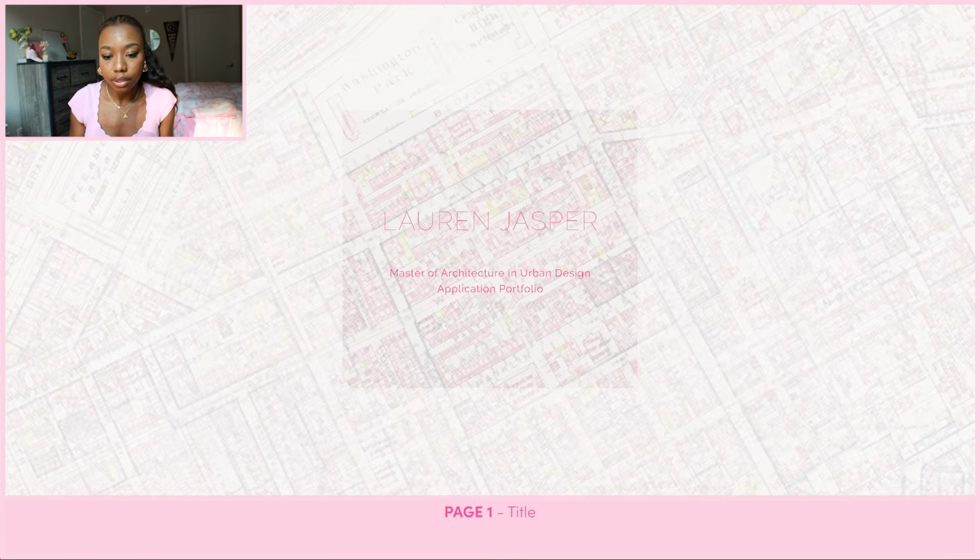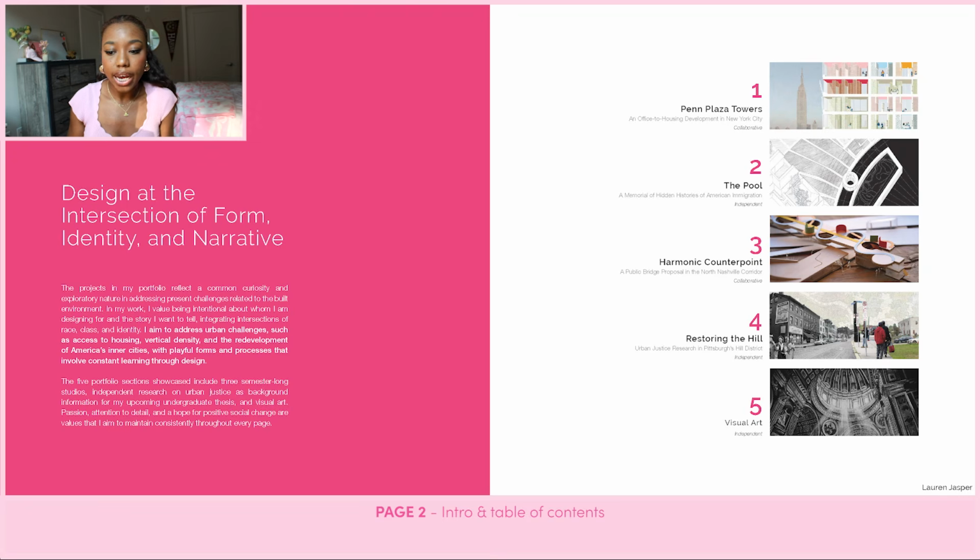So here we have my intro, which is really simple. The background image is a historic map that relates to my architecture thesis that I manipulated a bit, but super clean. Then I have a designer intro to set the stage for what I want the reviewers to get out of looking at my portfolio next to the table of contents. So the table of contents is pretty simple.